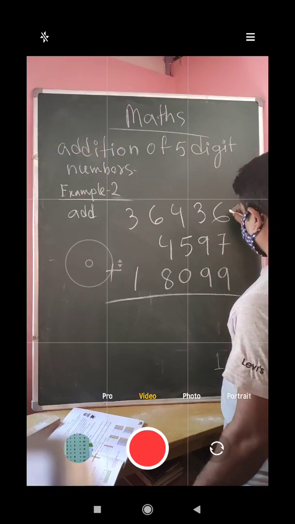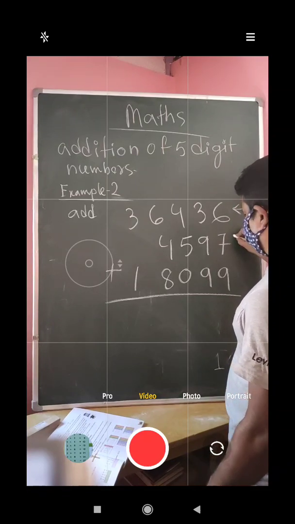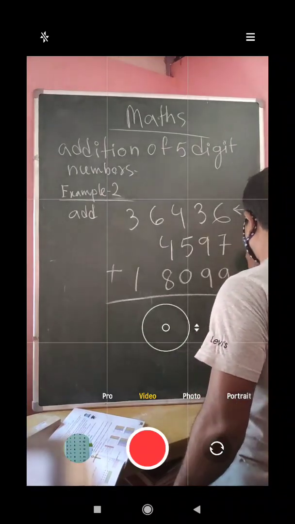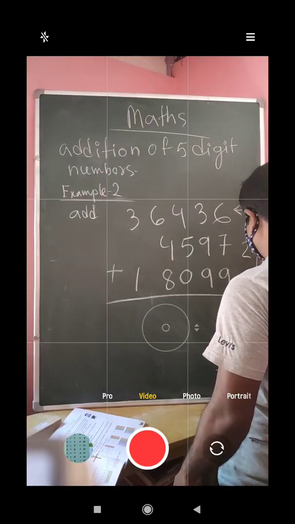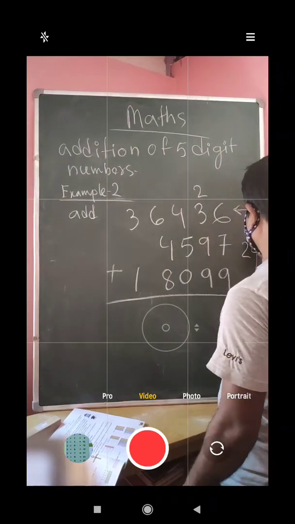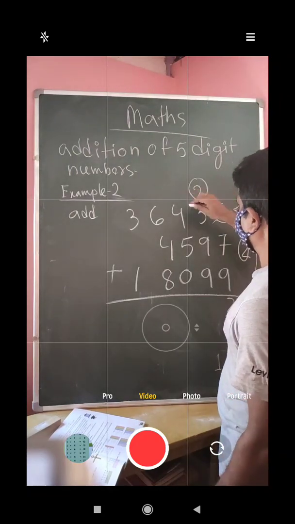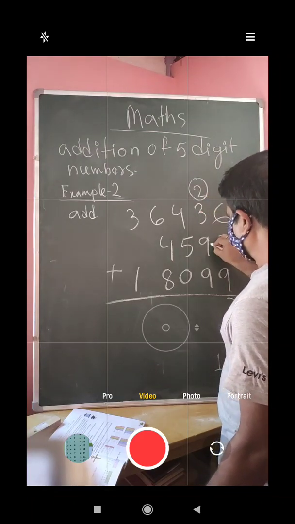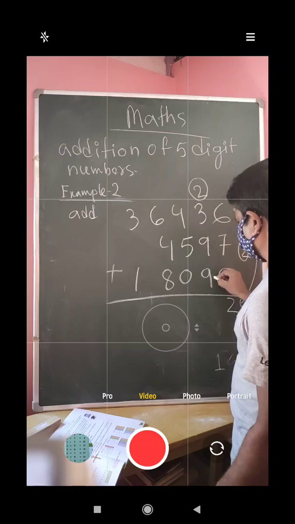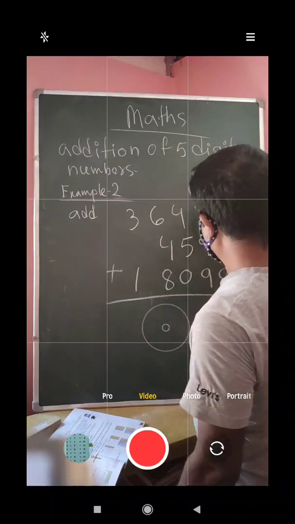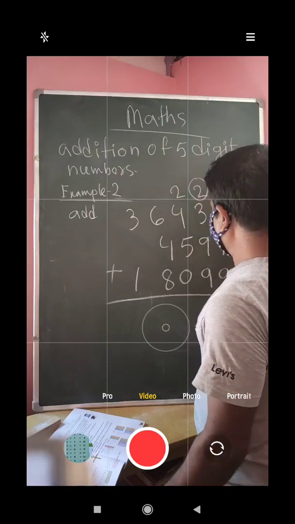So 6 plus 7 is equal to 13. 13 plus 9 is equal to 22. So 2 I have written here, and these 2 will come here. So 2 plus 3 is equal to 5. 5 plus 9 is equal to 14, and 14 plus 9 is equal to 23. So 3 I will write here. So 2 is remaining, 2 again will come here from 23.